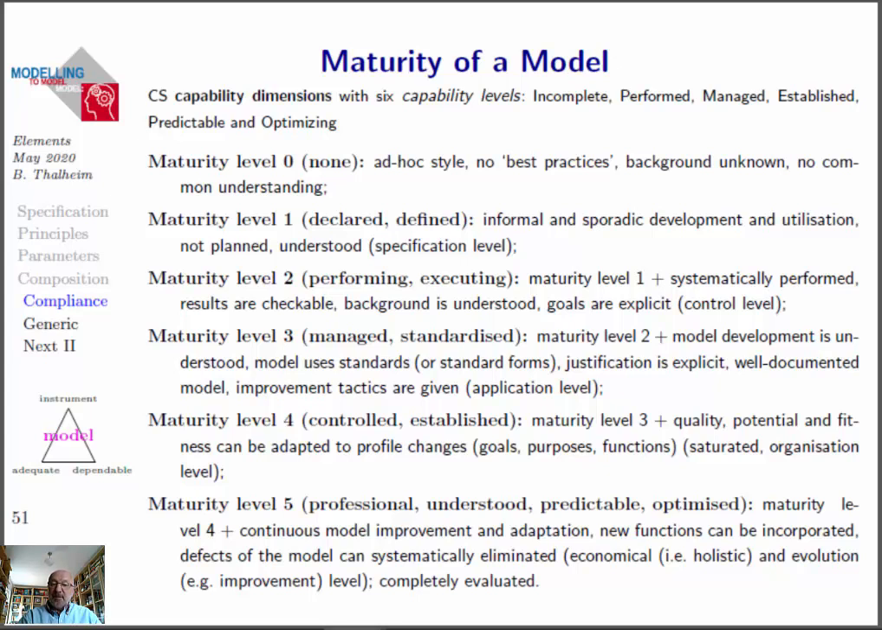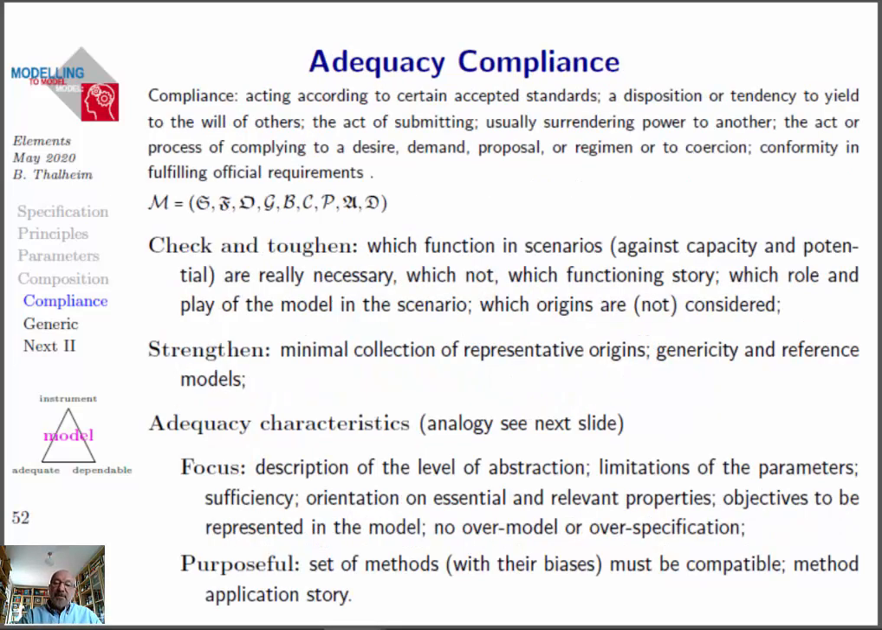What is in general the capability dimension of a model and the maturity of a model? So we have in this case incomplete, performed, managed, established, predictable, and optimizing. Now we can step towards adequacy compliance. We have in our case a model specified on top of some kind of scenarios where the model has some functions as an instrument, on top of a set of selected origins, the grounding, the basis, the context, the community of practice, adequacy and dependability.